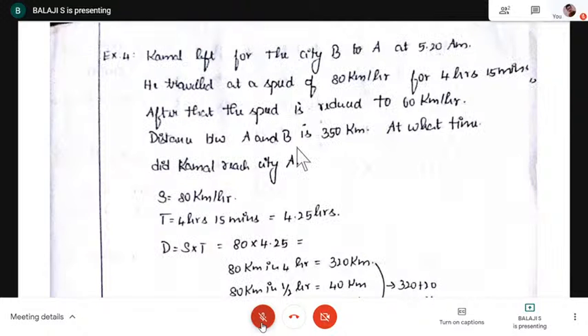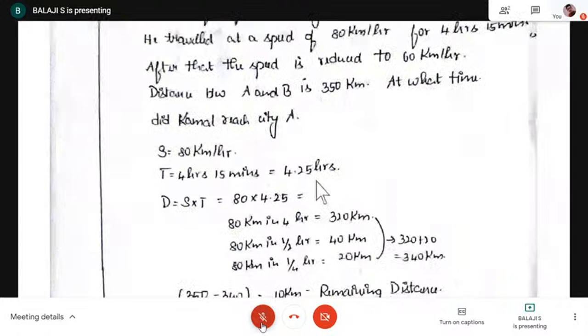It's very simple. Now, speed is given as 80 kilometer per hour, time is 4 hours 15 minutes, and the total distance is 350 kilometer. But for 4 hours 15 minutes, how much distance has he traveled? We have to find that out. It's a very simple method.